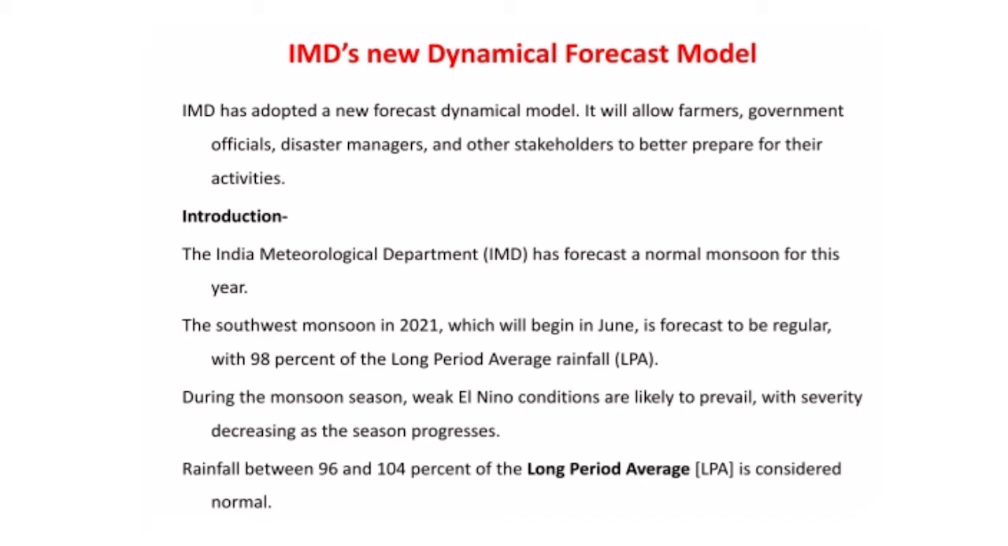So let us take today's discussion. The Indian Meteorological Department has forecast a normal monsoon for this year. Every year they used to predict the monsoon. This year also they are predicting, but in a different manner. Likewise, they have predicted year in a long period average method.